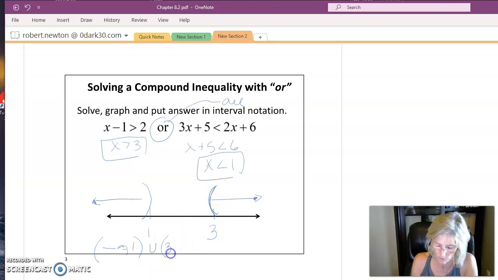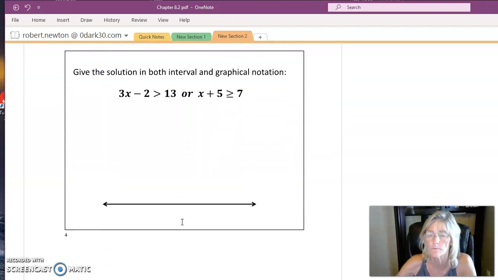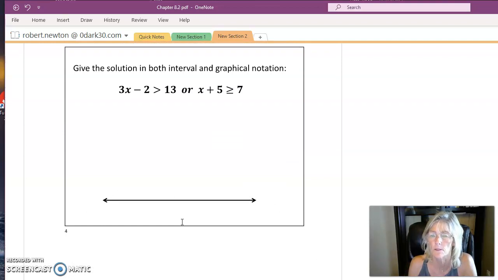It doesn't include 3, but includes numbers really close to 3. And it goes to positive infinity. Let's look at another one. So again, I'm going to solve each side of the inequality, or the or, and here again, I'm going to put in interval notation all the solutions.